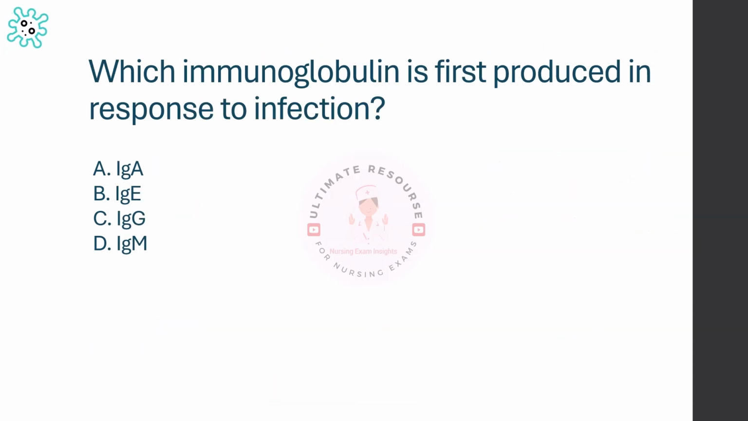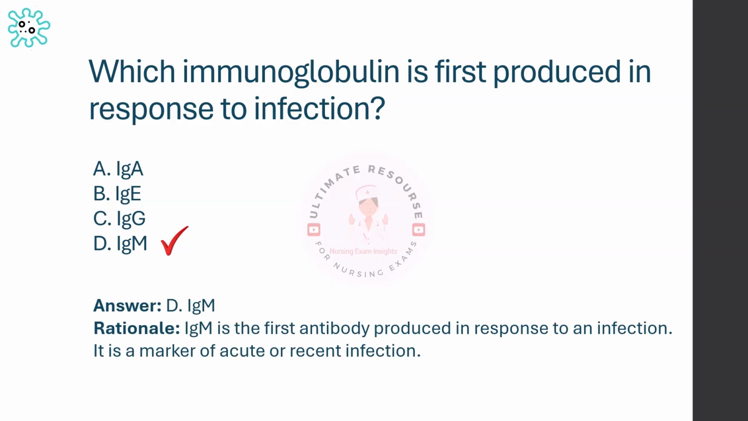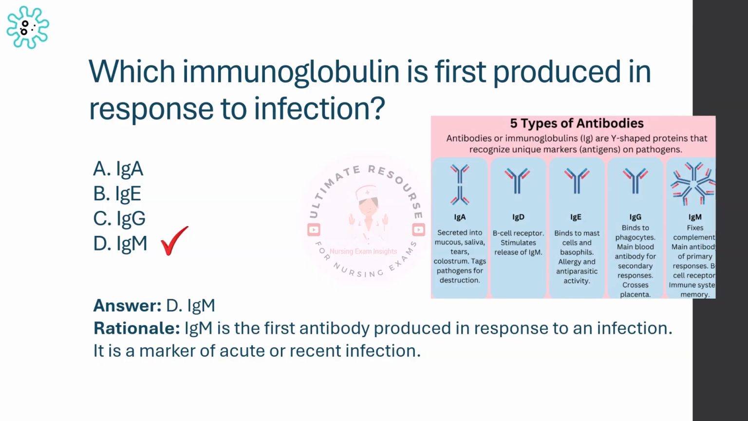Which immunoglobulin is first produced in response to infection? Options are A. IgA, B. IgE, C. IgG, D. IgM. The answer is D. IgM. IgM is the first antibody produced in response to an infection. It is a marker of acute or recent infection. The other immunoglobulins are responsible for different functions as in the picture.